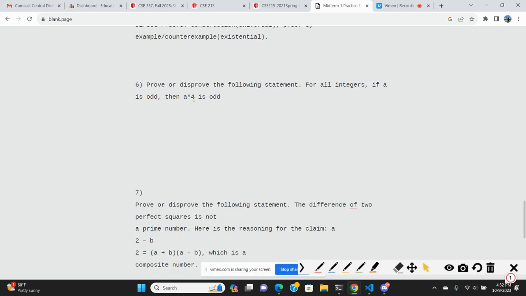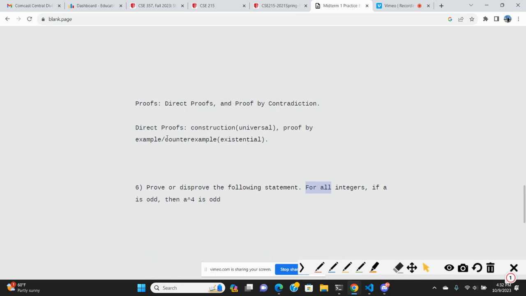So let's take a look at problem number 6 on the midterm. Prove or disprove the following statements. For all integers, now we know that for all, since we're trying to prove, actually it says prove or disprove. So for all integers, if a is odd, then a to the fourth is odd. Intuitively speaking, an odd number times an odd number is always an odd number. So it shouldn't matter how many times you multiply. So let's try to actually prove this.